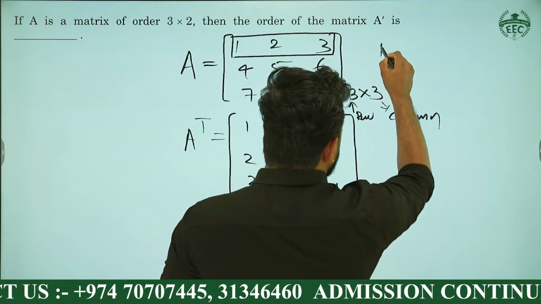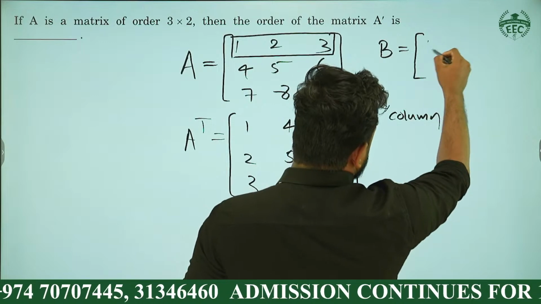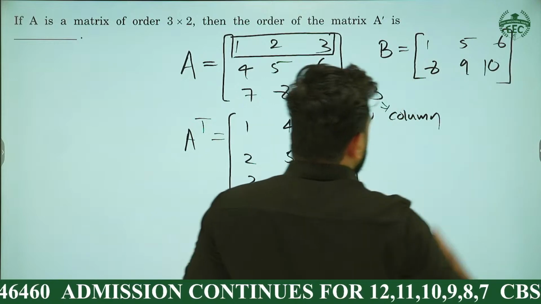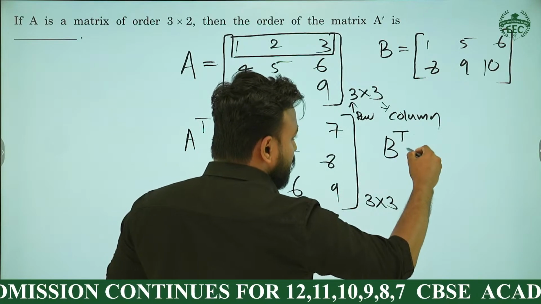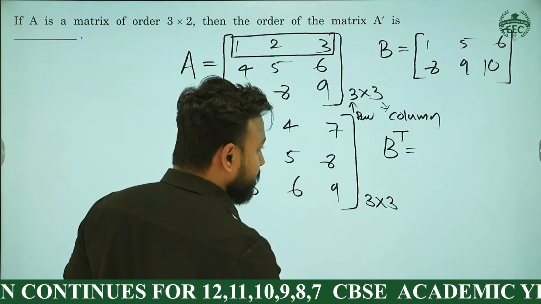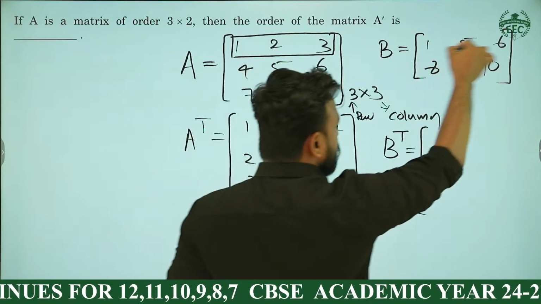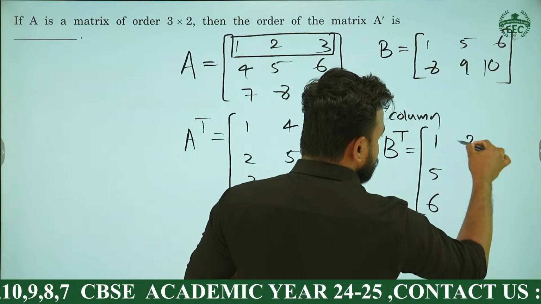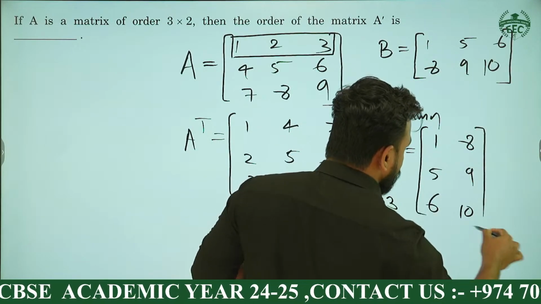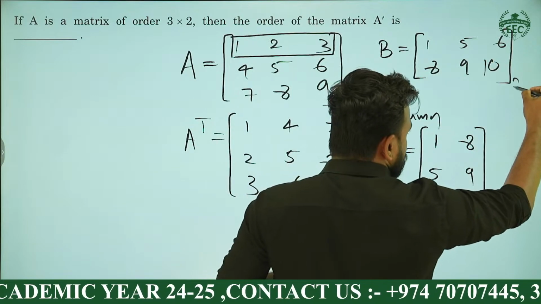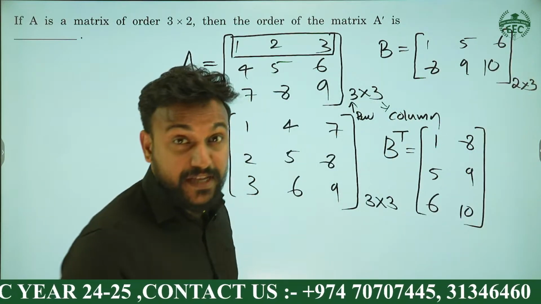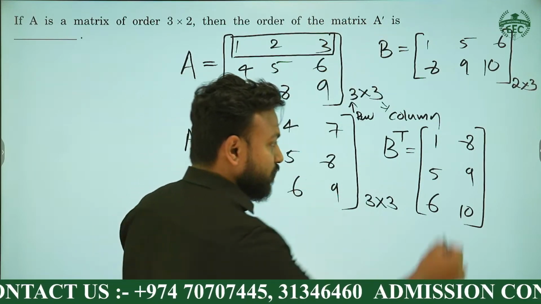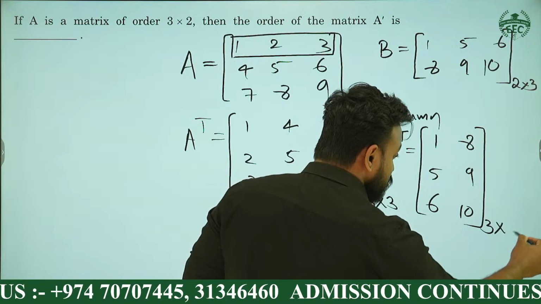But when you write another matrix B, that is 1, 5, 6, 8, 9, 10, if you find the transpose of this matrix, what will happen? Listen, this row becomes the first column, and the second row becomes the second column. You can see this is a 2 by 3 matrix. That means it has two rows and 3 columns. For this one, it is 3 rows and 2 columns.